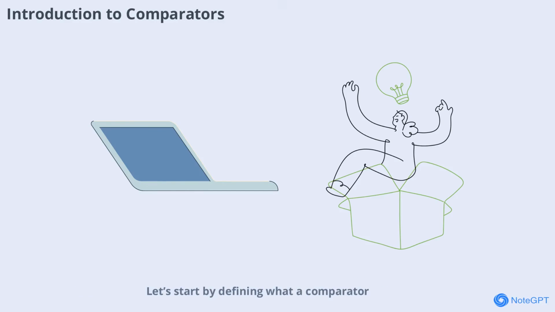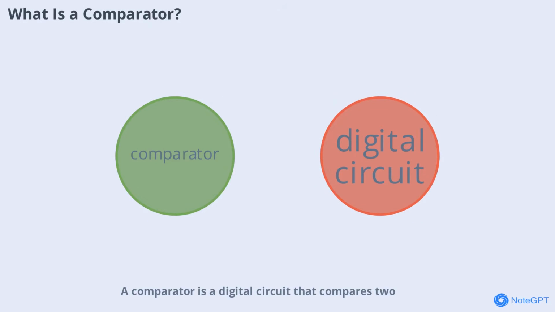Let's start by defining what a comparator is and why it matters in digital design. A comparator is a digital circuit that compares two binary numbers and outputs a result based on their relationship. The output typically indicates whether one number is greater than, less than, or equal to the other. Comparators are widely used in digital systems for decision-making processes, such as sorting, arithmetic operations, and control applications. By providing a simple yes or no answer, comparators help digital devices make logical choices quickly and efficiently.